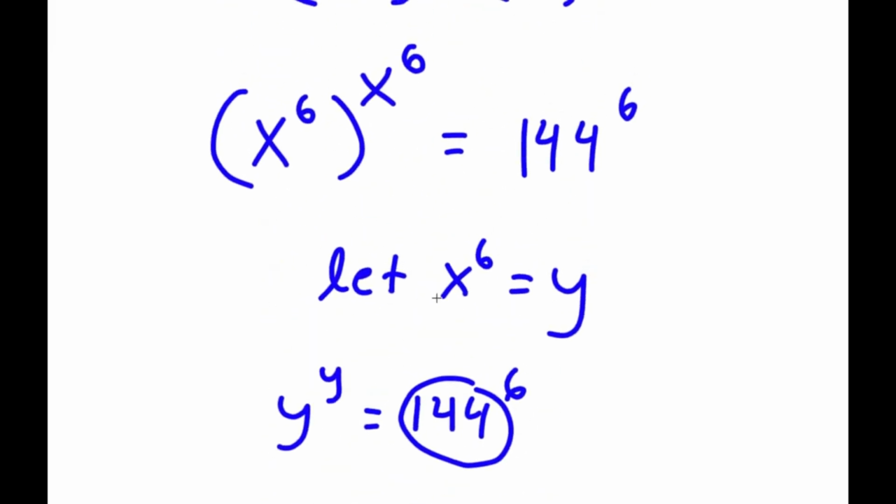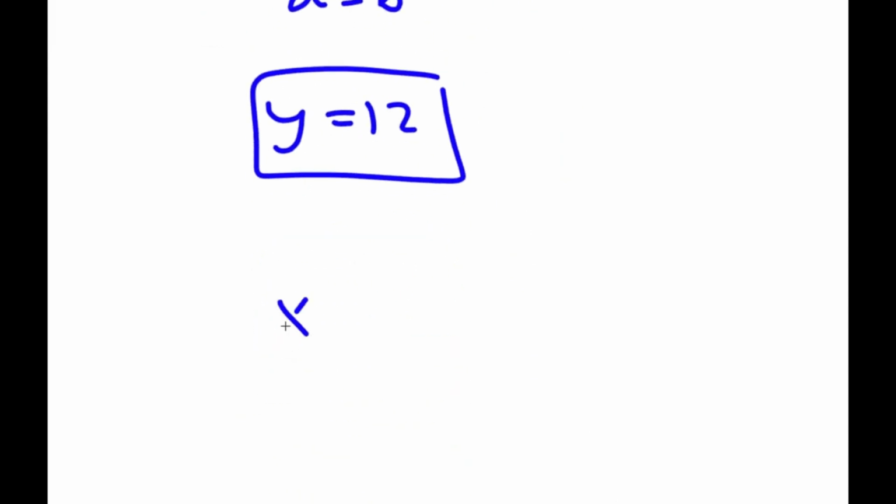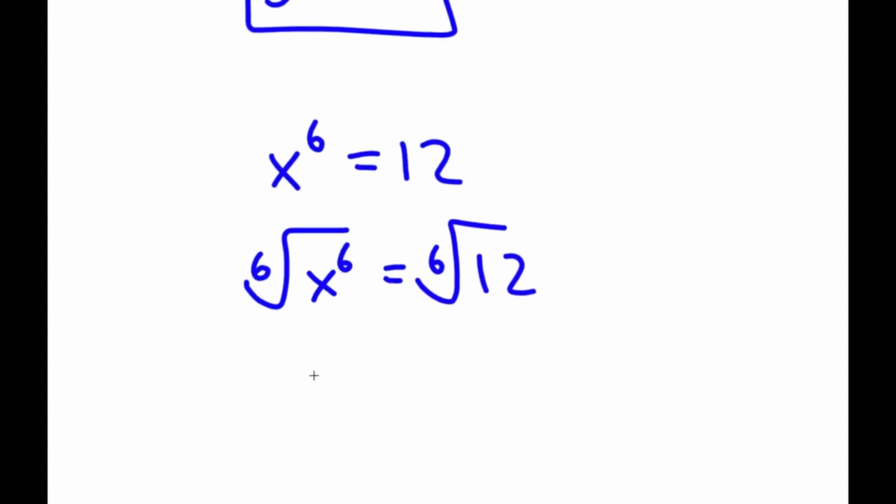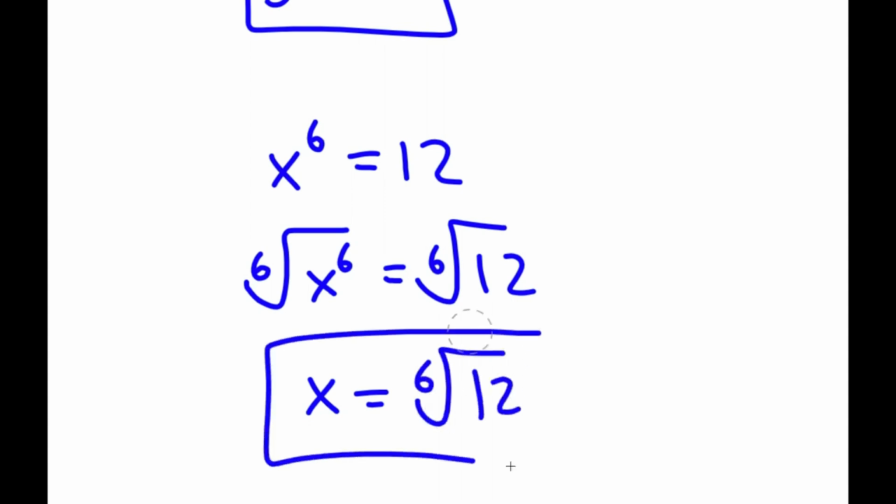So now remember how we let x to the power of 6 equal y. So this means that x to the power of 6 is equal to 12. So if I take the 6th root on both sides, 6th root of x to the power of 6 is x. So I get x is equal to 6th root of 12.